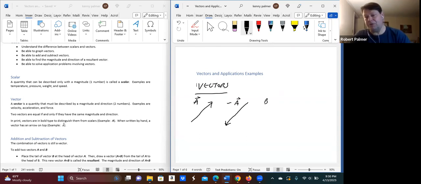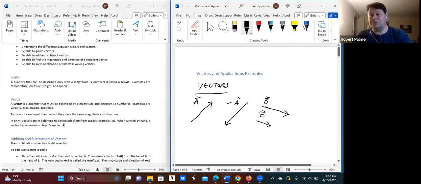Let's have another vector B, and maybe B looks like this. In fact, let's make B a bit longer. So let's say that B is the same length as A, but it's pointing in a different direction. That makes it a different vector. Even if the magnitude, even the length, is the same, that makes it a different vector. Or if we have a vector C, pointing maybe the same direction as B but with a different length, that also makes it a different vector. There is some relationship between them. They're pointing in the same direction, but they're different vectors.